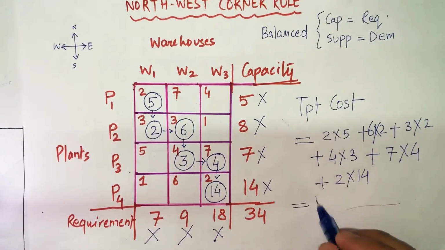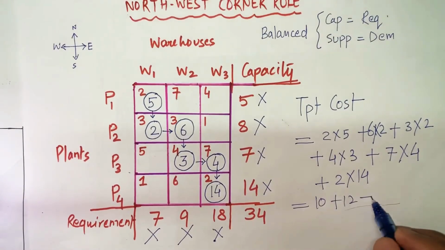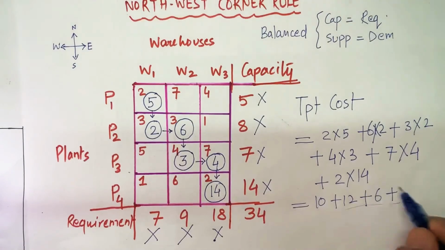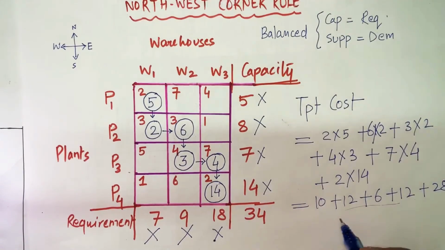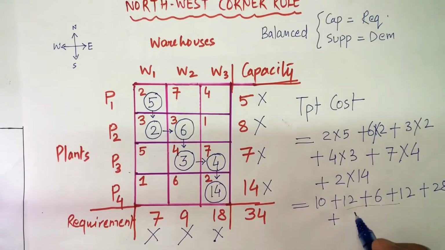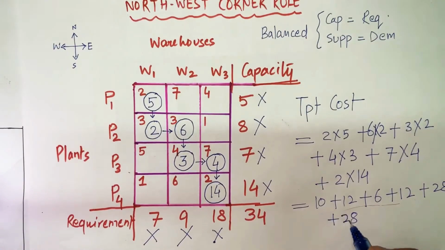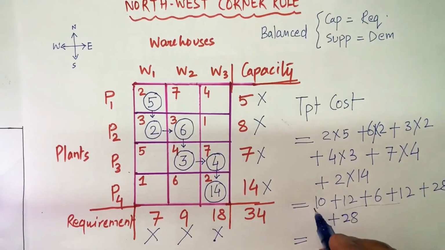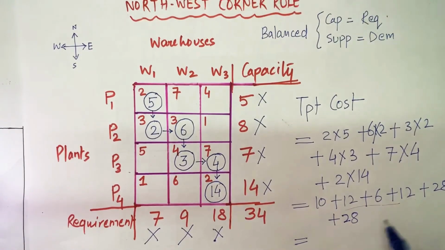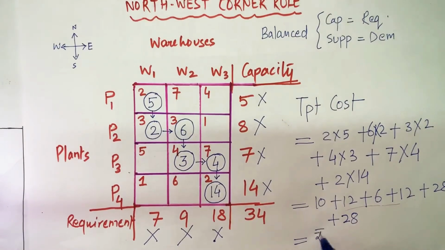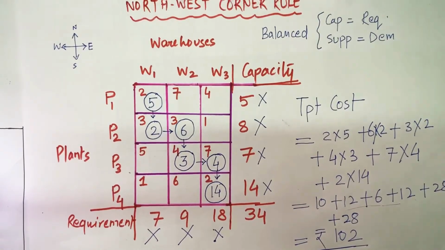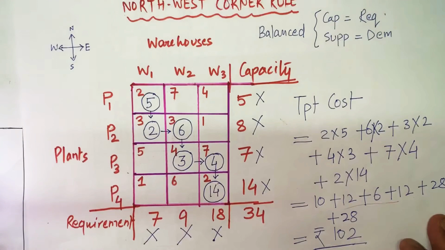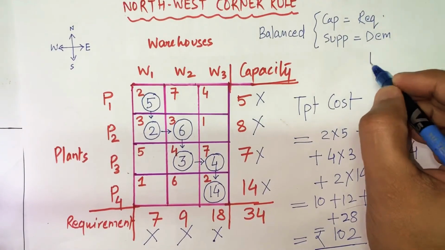So how much do I get? 10, 12, 6, 12, 28, 28. So how much is it? 12, 12, 24, 34, 6, 40, 68, 78, 98, and that goes to rupees 102. So this is the transportation cost, rupees 102, and of course I'm going to write quickly here the solution also.